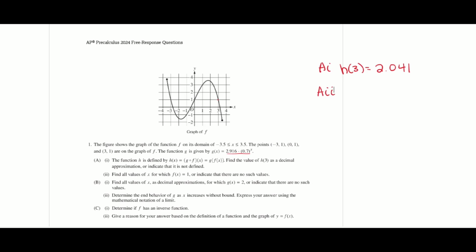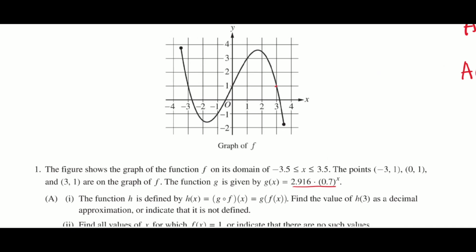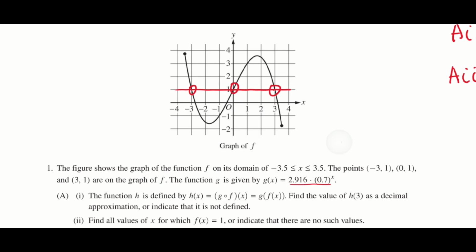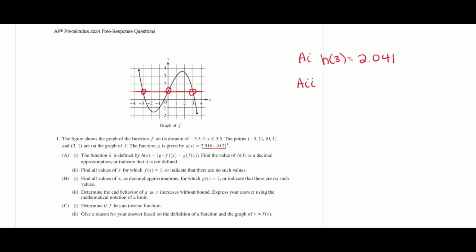It's asking for all values of x for which f of x is equal to 1 on the graph. So it's basically asking for what values of x intersect that line. That happens when x is equal to -3, x is equal to 0, and x is equal to 3. So you would write f of x is equal to 1 when x is equal to -3, x is equal to 0, and x is equal to 3.